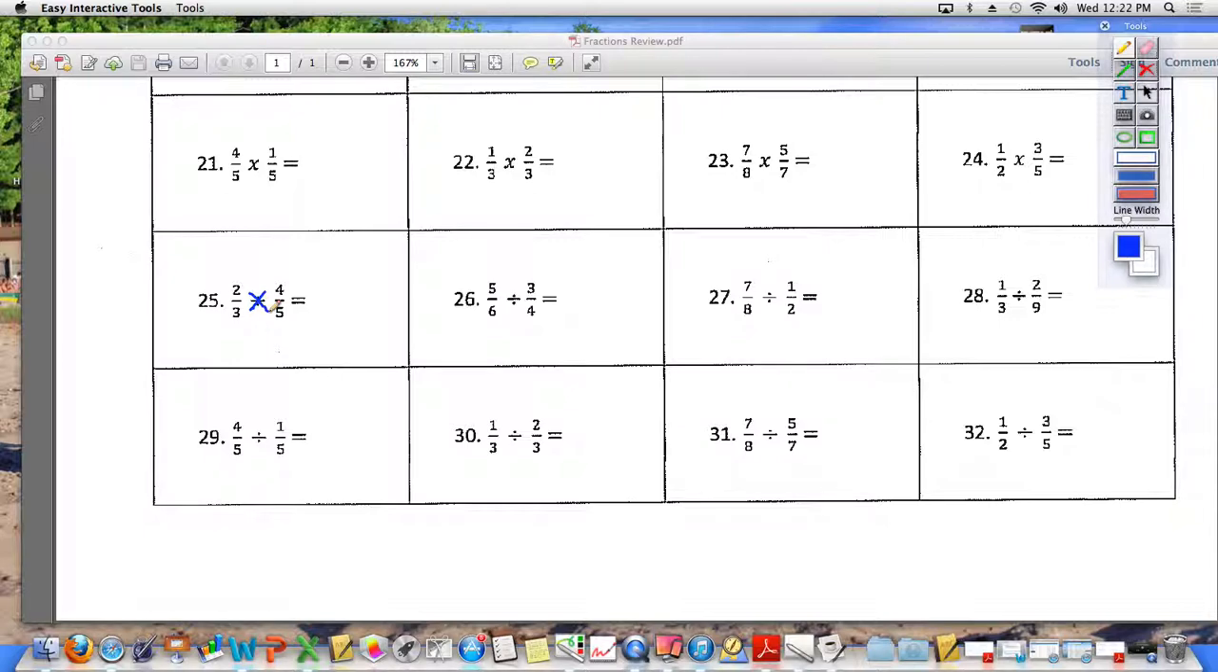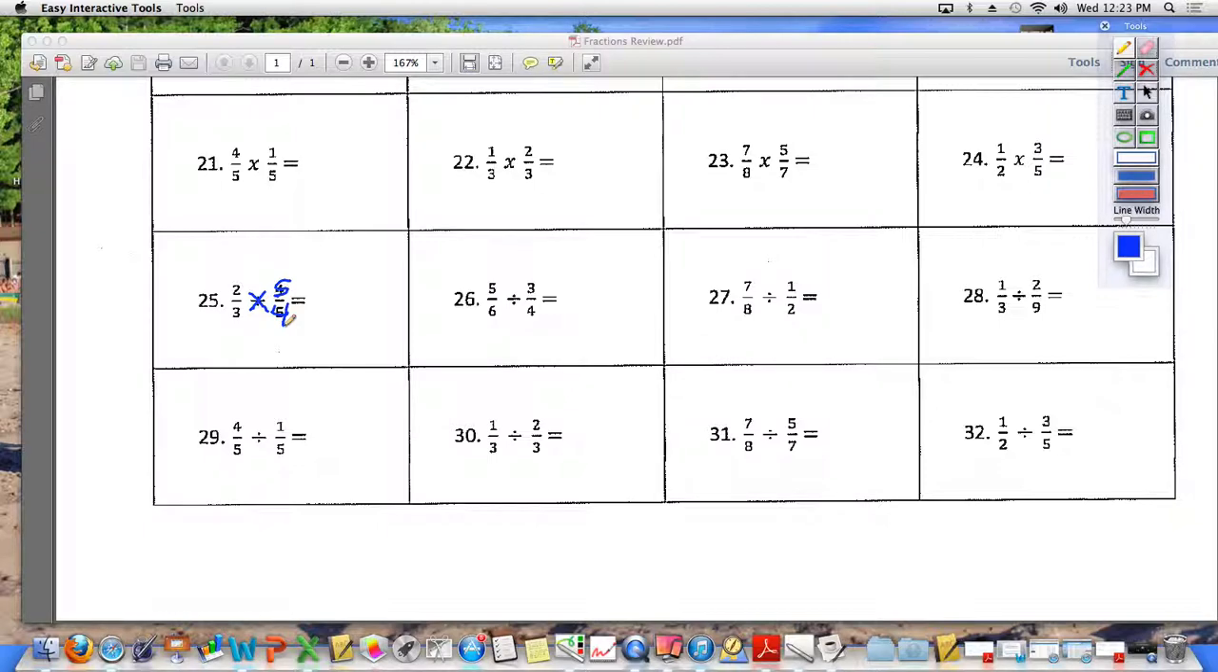Does anybody remember what you do after you change the divide to a times? You flip. Nope, you don't do the negatives. You flip it. What's it called when you flip the other fraction? The reciprocal. Good. So in other words, you change the divide to a times, and you change the 4/5 to a 5/4. So this really becomes a 5 on top of 4 on the bottom. Wait, does the 2/3 stay? The 2/3 stays exactly the same way.